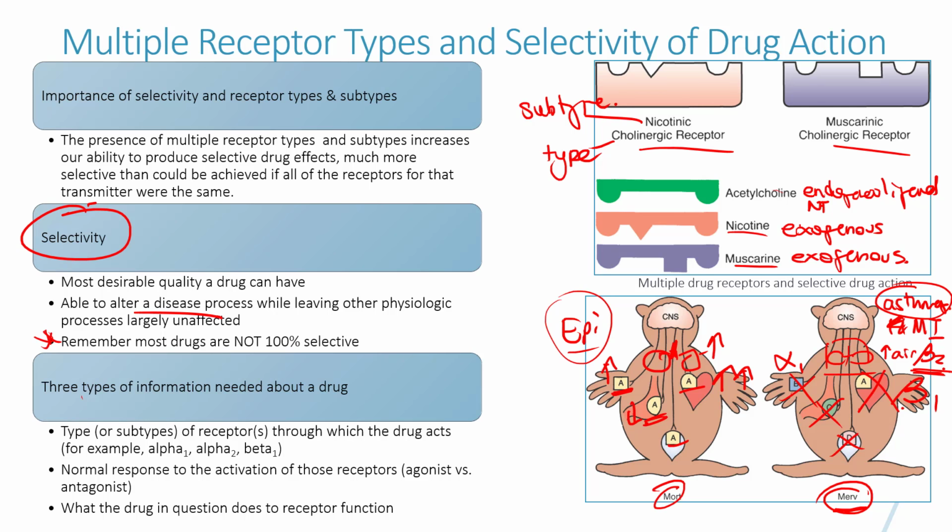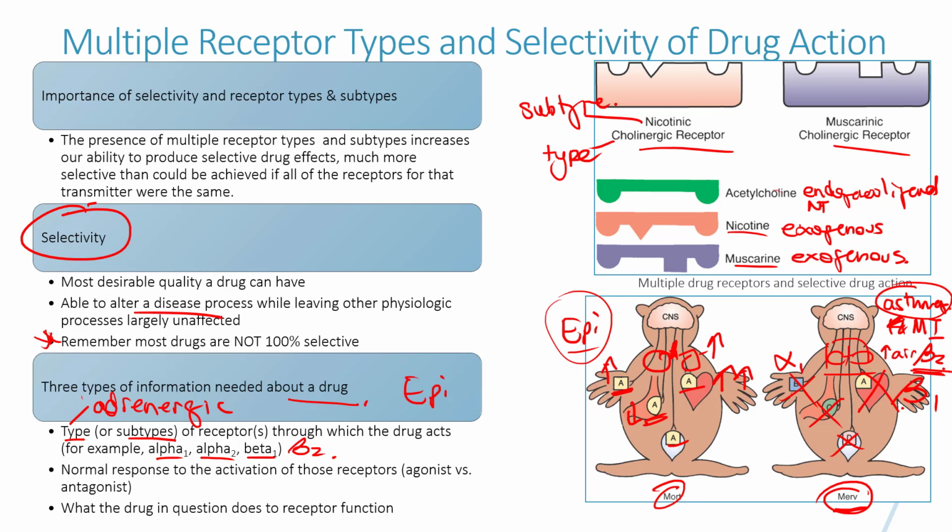So there are 3 types of information needed about a drug. First of all, you need to know which receptor type or receptor subtypes the drug affects, right? So if you have epinephrine, the type is adrenergic, and epinephrine affects the various subtypes: alpha 1, alpha 2, beta 1, and beta 2 receptors. So those are the receptor subtypes.